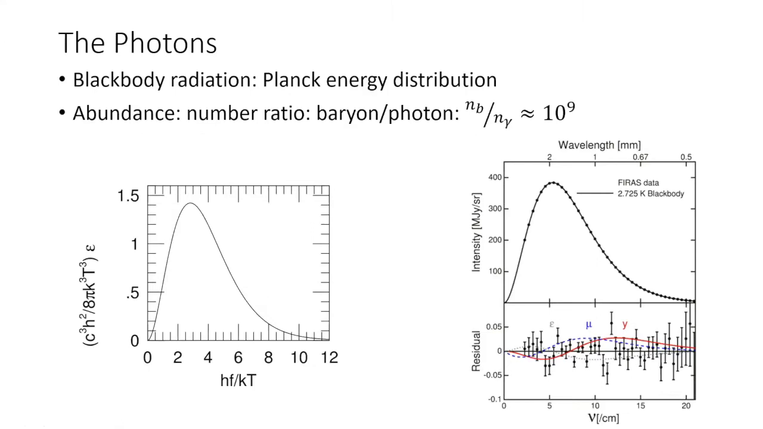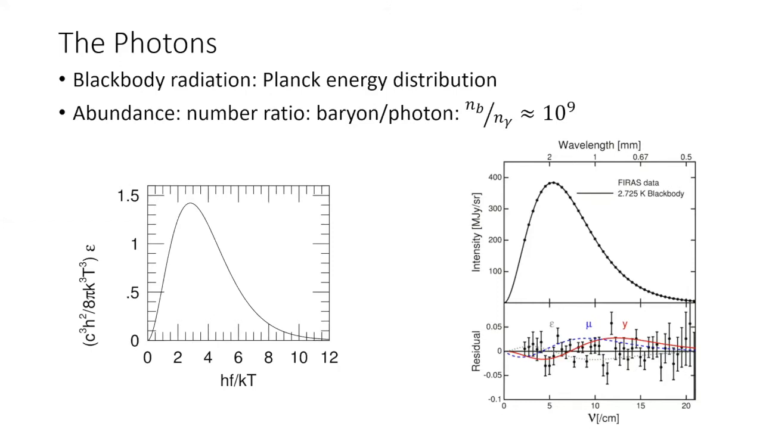So the photon itself, there are so many of them. People estimate that the number ratio between baryon matter and photon is about 10 to the 9. So there's 10 to the 9 photons for every matter particle.